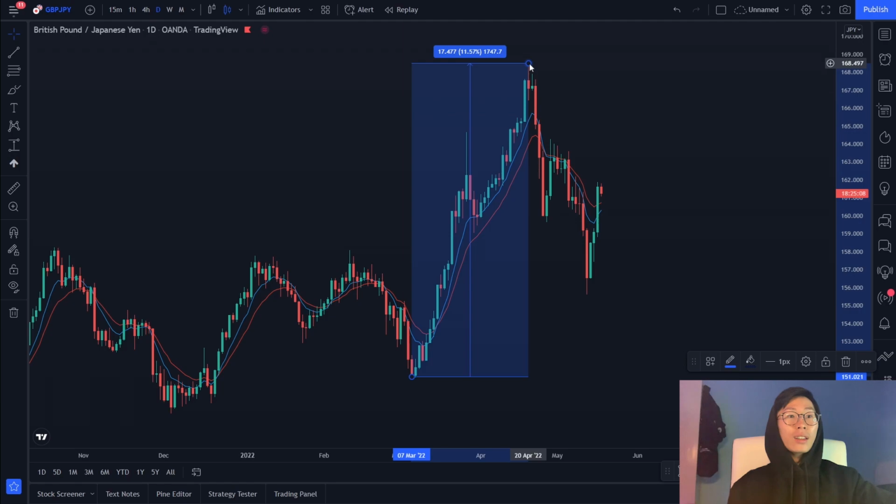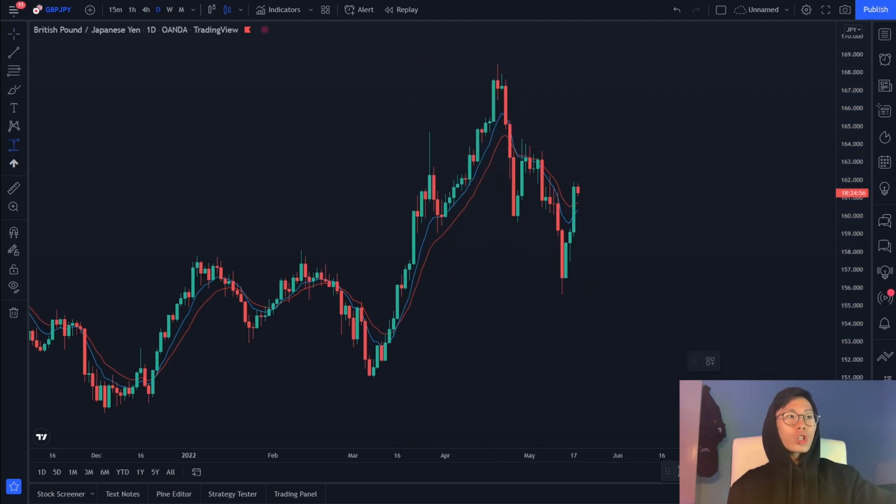1,700 pips in, what's that? Is that a month? Okay, like less than 2 months. Less than 2 months, price move almost 2,000 pips. That is crazy. And you can see you can potentially catch like 350 pips in 1 day. 350 pips in 1 day, guys.